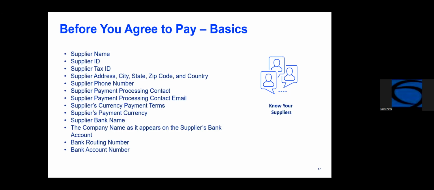You also need to know their payment terms. What are their current payment terms? What is the currency that they want to receive their payments in? And then bank account details. So where do they bank? Where is their bank account located? What is the name of the company as it appears on their bank account? And then, of course, you'll need to know their routing number and their account number. So as we go through this presentation, we'll go ahead and talk to how we can validate all of that information.